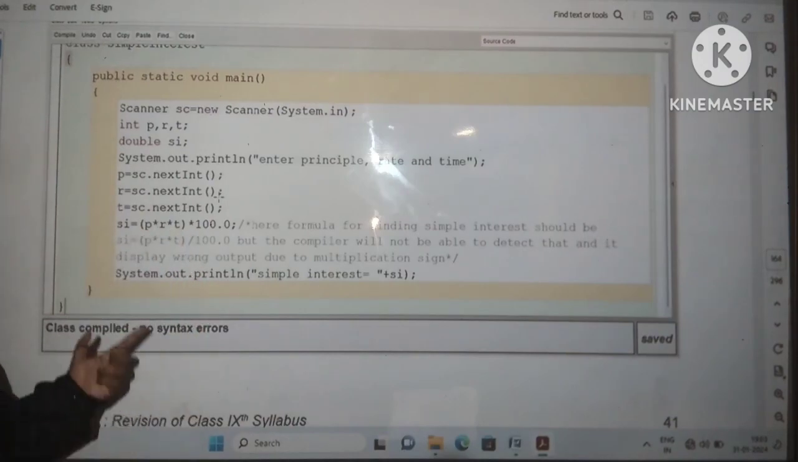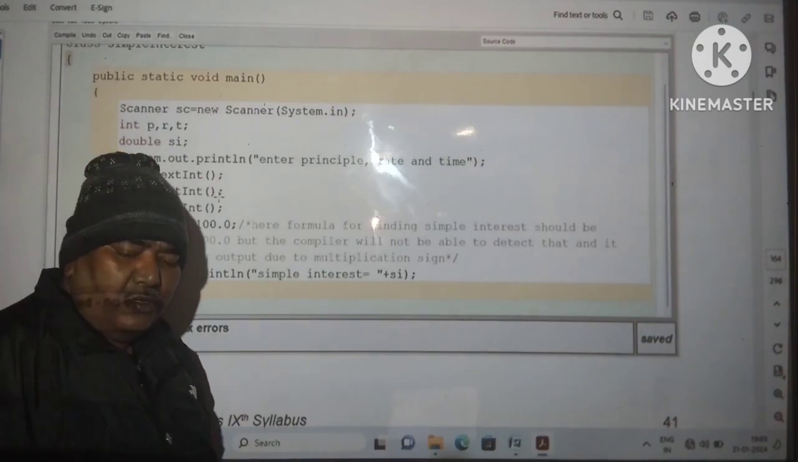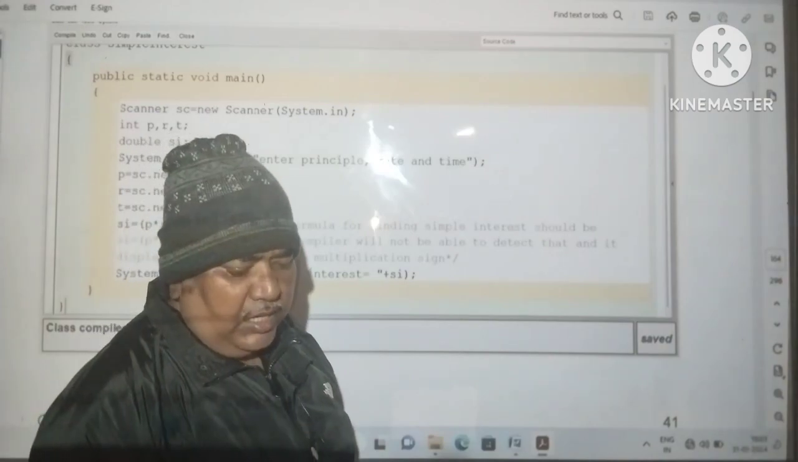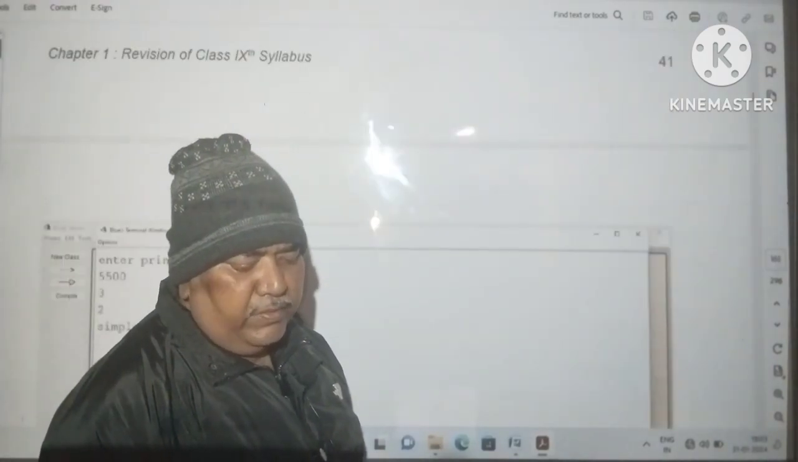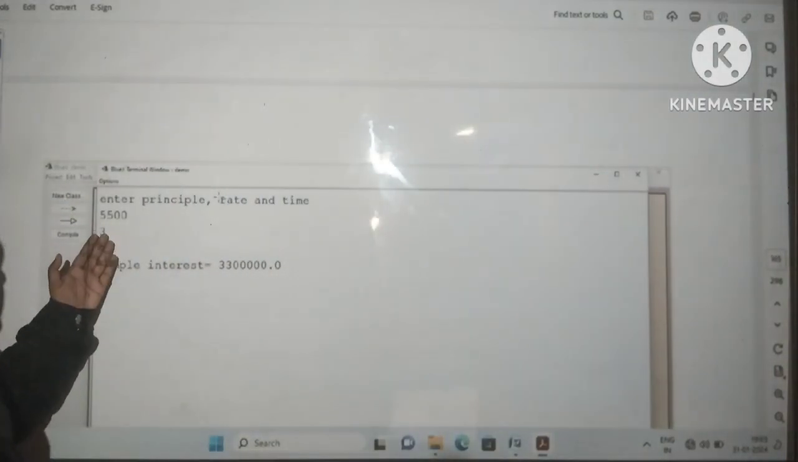Because it is not a syntax error. I know that I have made the mistake, but for the computer the multiplication operator is also correct and the division operator is also correct. So whatever instruction I give, it will give the answer. See, I have shown the answer also.